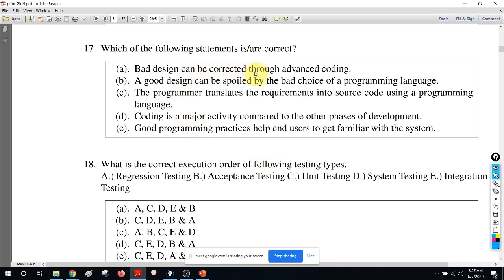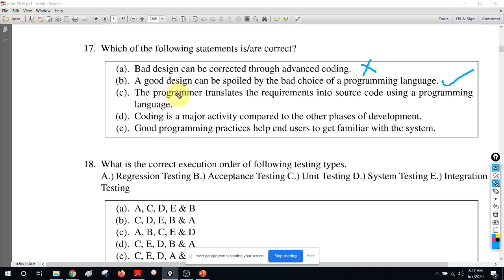Bad design can be corrected through advanced coding. No, bad design you can't fix by coding. Bad design has to be fixed at the design level, right? So that is not going to work. So that is why we said don't make mistakes thinking that okay, I can fix those in the coding. No, so that is wrong. A good design can be spoiled by the bad choice of programming languages. Of course, yes, you have a really good design, but you pick a wrong programming language, right? So that is correct. That is correct.